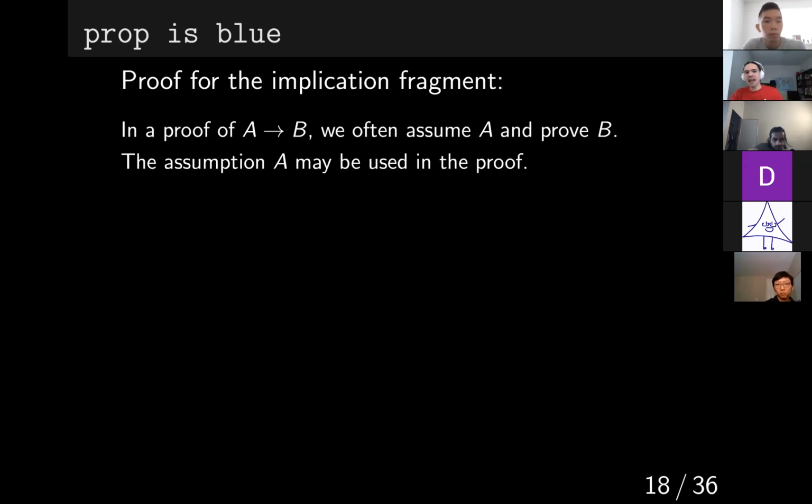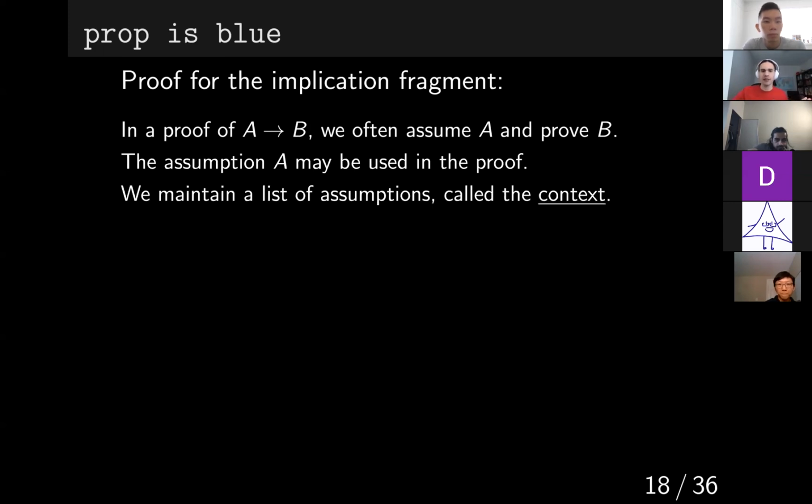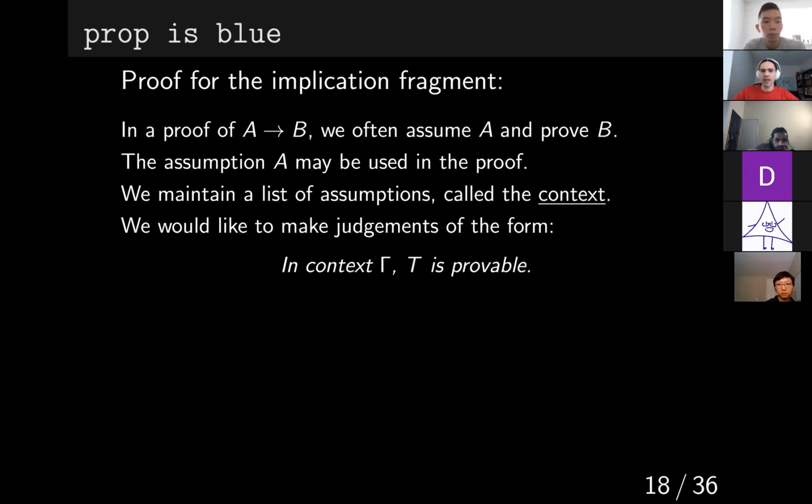And the assumption A may be used somewhere in the proof. So somehow after you assume A, the background state of what you're allowed to do changes. And so we need some way to keep track of the assumptions that we've made. And we'll do this using a context. So a context is just going to be a list of assumptions, a list of things that we assumed to hold.